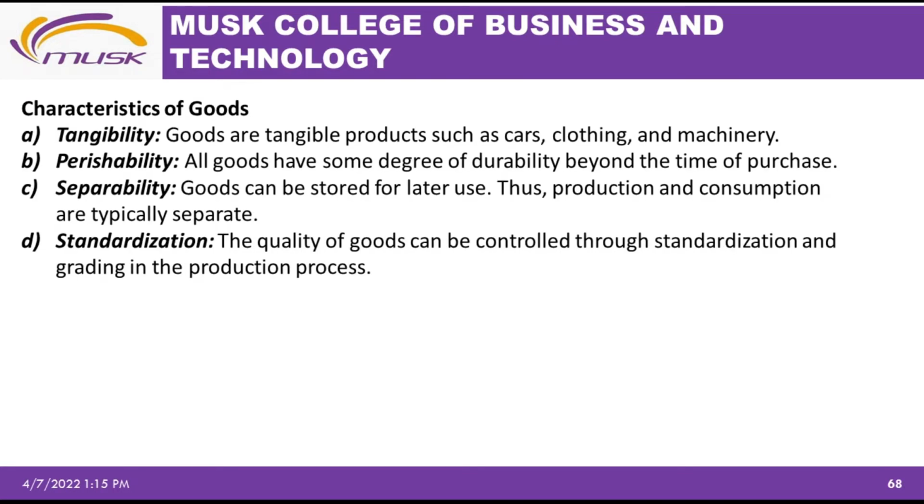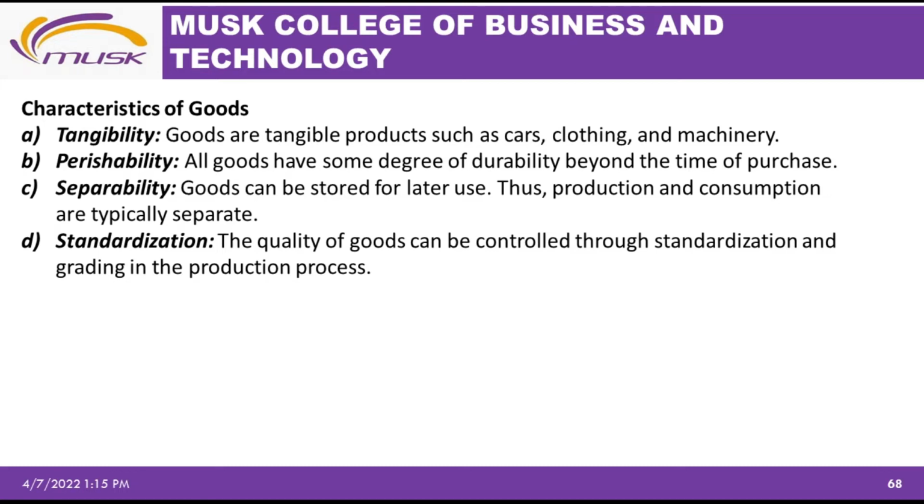Characteristics of goods are definitely the opposite of services. So they are tangible, you can touch, you can feel them. Examples are clothing, cars, and machinery. They are perishable, so they can last only for a specific duration of time.